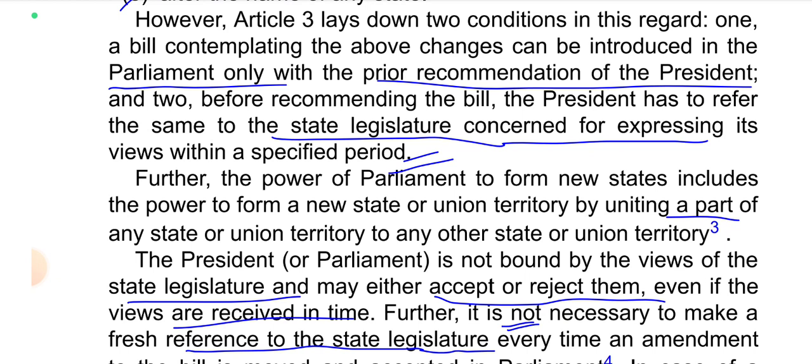One, a bill contemplating the above changes can be introduced in the parliament only with the prior recommendation of the president. And two, before recommending the bill, the president has to refer the same to the state legislature concerned for expressing its views within a specified period. Further, the power of Parliament to form new states includes the power to form a new state or union territory by uniting a part of any state or union territory to any other state or union territory.